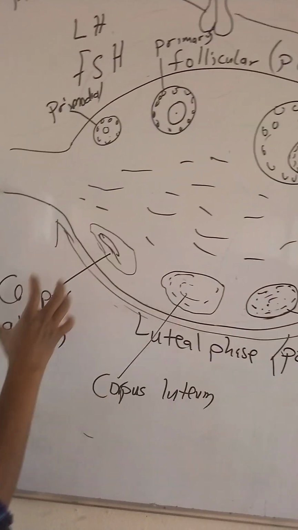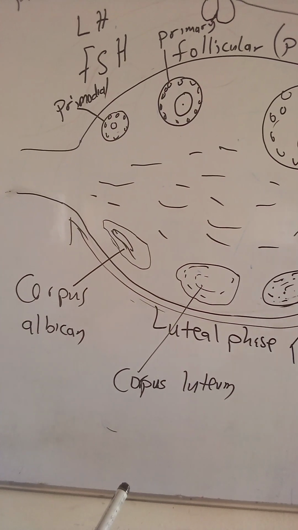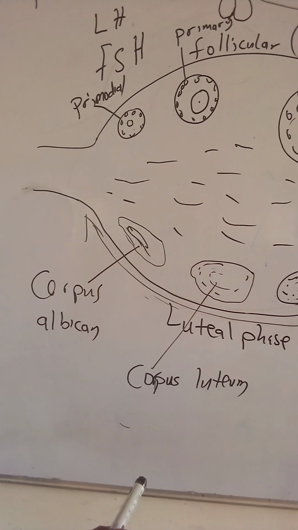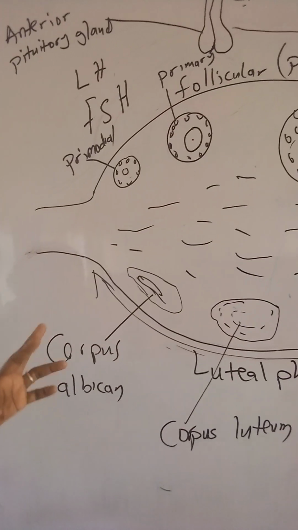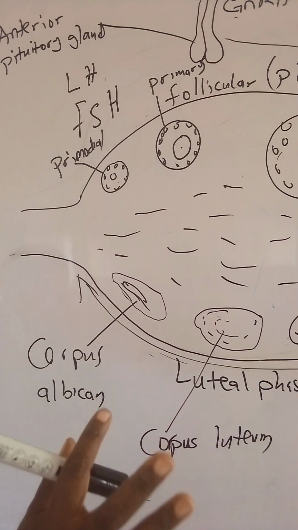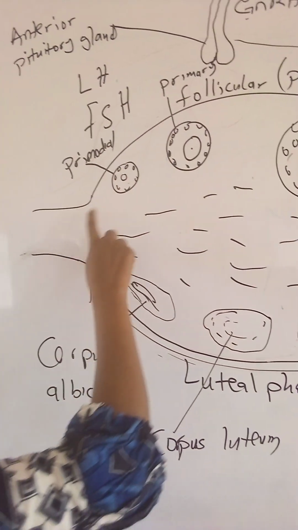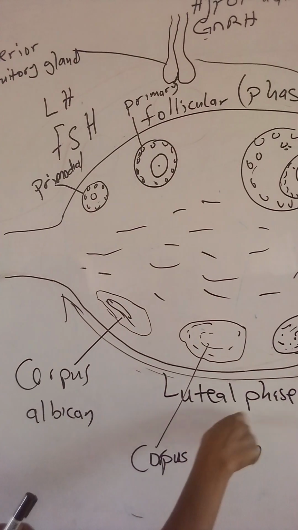All right, this corpus albicans also undergoes degeneration. It will undergo atresia and then become atretic follicles, and that's how it will degenerate. It will get absorbed by the body. So these are the phases. We have the follicular phase and we have the luteal phase.